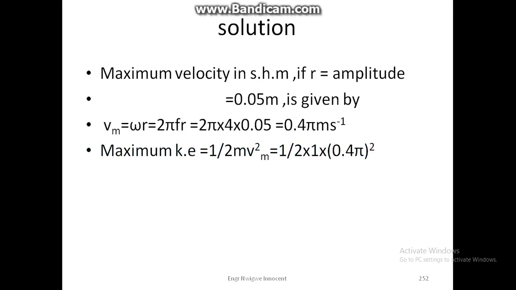Maximum kinetic energy is equal to half m v squared, or half m times the maximum velocity squared. We now get half times 1, which is the mass, times 0.4 pi squared. Therefore, the maximum kinetic energy is approximately 0.8 joules.